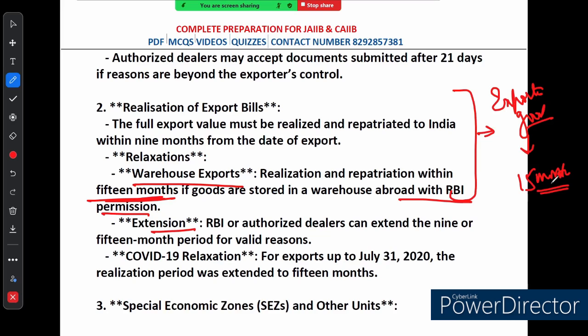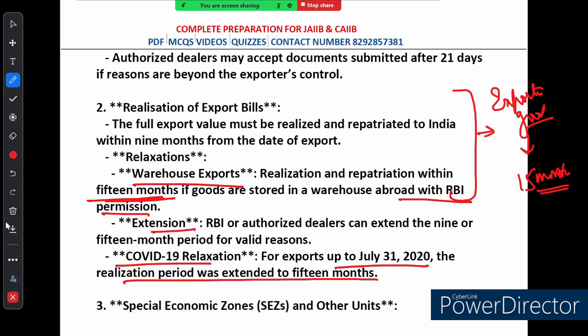And now there is some COVID-19 relaxation. See, during the COVID-19 pandemic, exporters got some relief. For exports made up to July 31st, 2020, the payment realization period was extended to 15 months from the earlier 9 months, which helped exporters cope with the disruption.